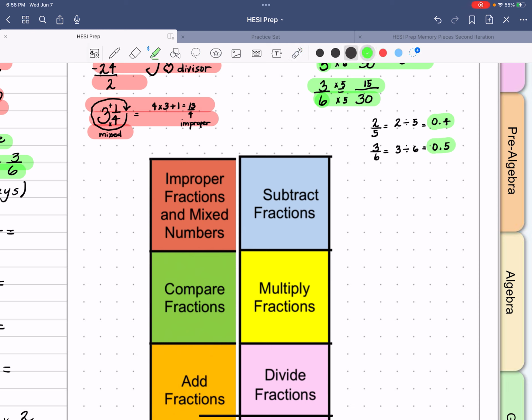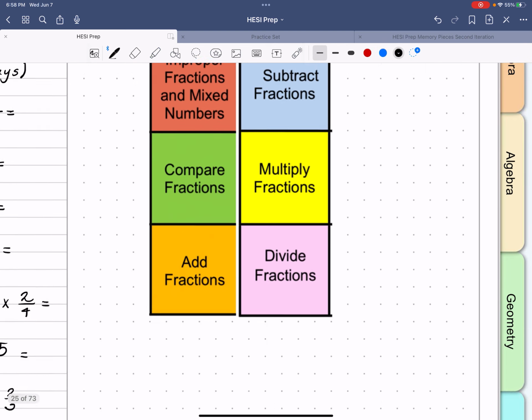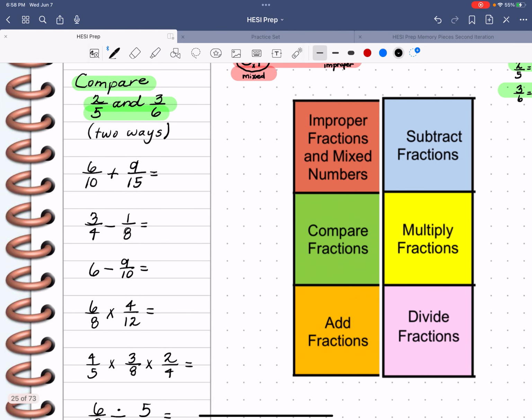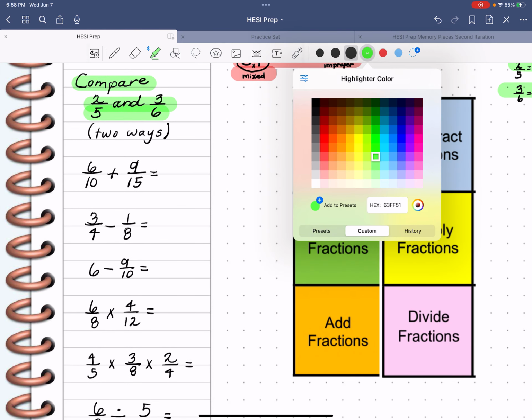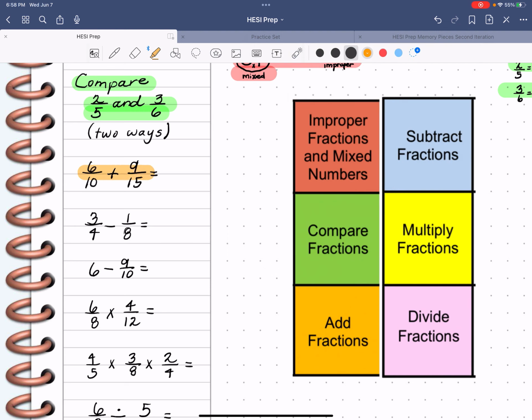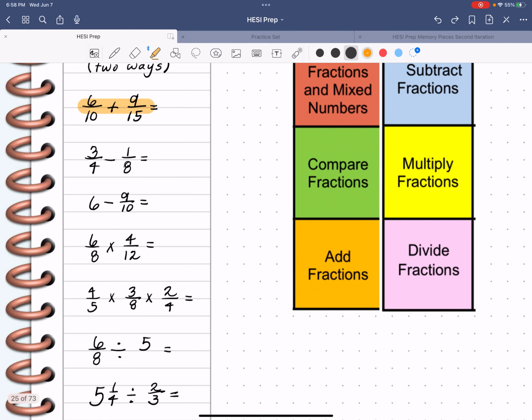And let me just highlight it all because that gets confusing. Okay, let's look at the orange one where we're going to add fractions. And we have 2 of those. So let me highlight. Got this one, and I'm sorry, we just have 1 of them. Okay, so we're going to say 6/10 plus 9/15. And I could use 10 times 15. That would be 150. But there's a much smaller one that will work here.